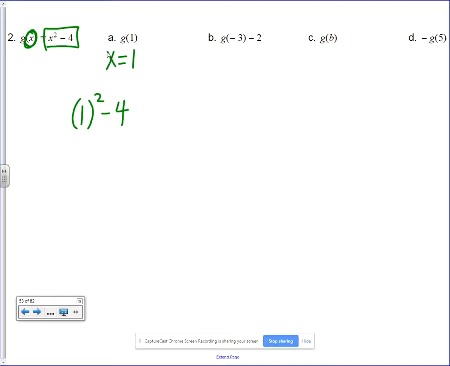Okay. Letter B. What's the x this time? This time the x is -3. So I'm going to take out the x. I'm going to put in the -3. And then, what else do I need to put on this? The -2 needs to go on the end as well.